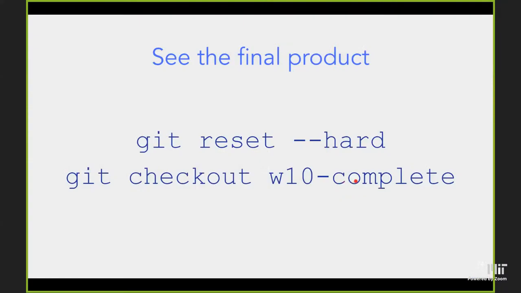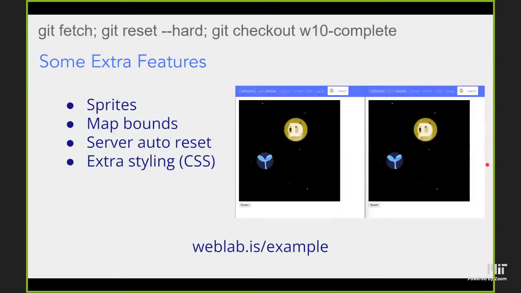If you want to see the final product, you can check git reset --hard and check out W10 complete. If you do that, you might notice there are a couple extra things that we added for you. One of those is sprites, so you can see these pictures on the actual cells. We also added map bounds and some auto resets, so the server will automatically reset itself after 5 seconds when someone wins. And there's a little bit of extra styling. Feel free to check out the code and look through what we've made, and there should be some interesting and useful stuff that you might be able to take away and use for your own projects.